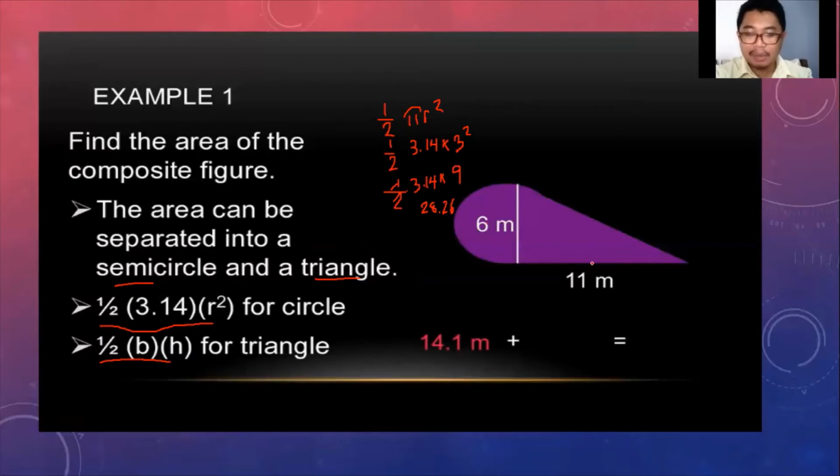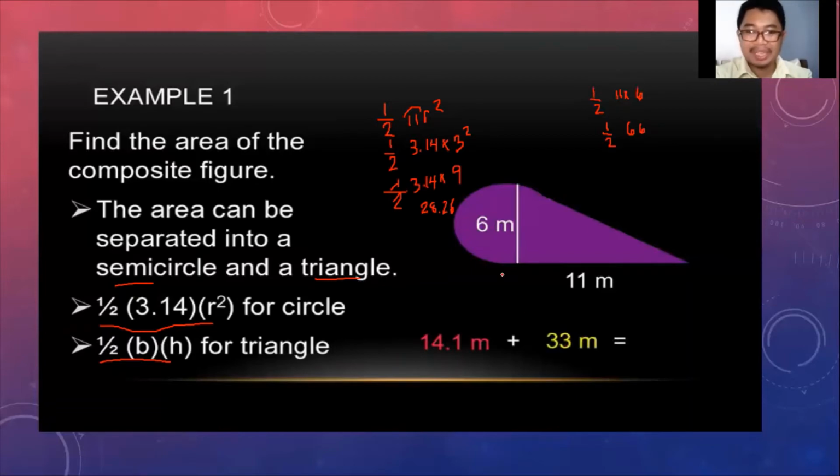The next step, we are going to find the area of this triangle. We know that the area of a triangle is 1/2 times base times height. So for this one, 1/2 times its base, which is 11, and the height, which is 6. 11 times 6 is 66, and half of 66 is 33.